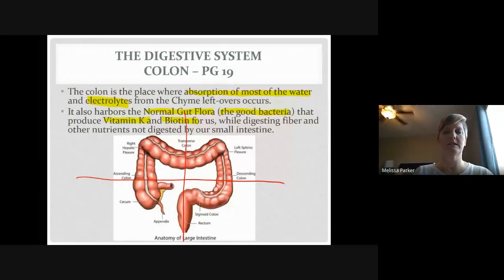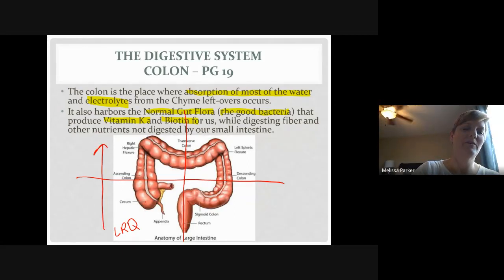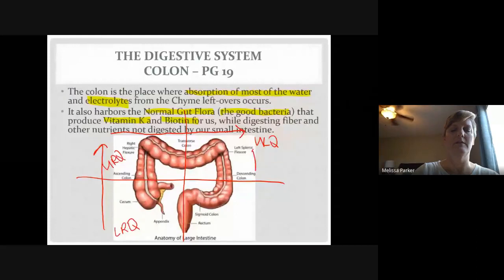When we auscultate, so auscultate is the fancy name for listening to bowel sounds, we start in the lower right quadrant because that's the beginning of the colon. Anyway, we start in the lower right quadrant, move to the upper right quadrant. And then we go from the upper right quadrant to the upper left quadrant. And then we listen from the upper left quadrant down to the lower left quadrant.